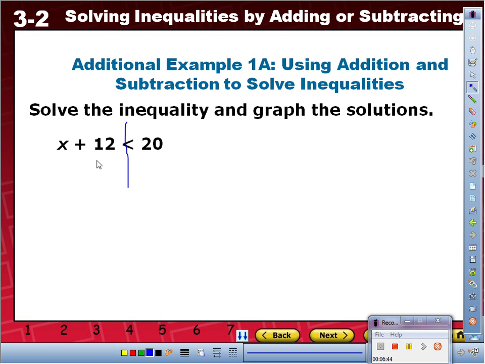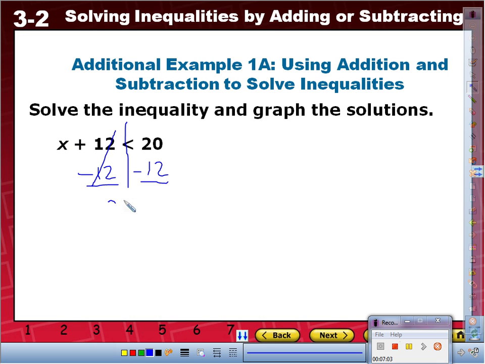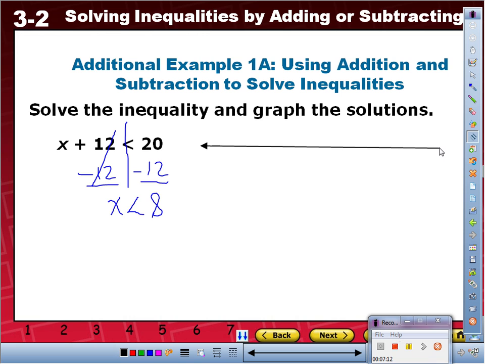So tell your neighbor what to do, please. Very good. Subtract 12. So then we subtract 12. So this is x less than 8. Hence, if you got that. Okay? At that point, we graph. We know how to graph those, right? Get your number line going. There it is.